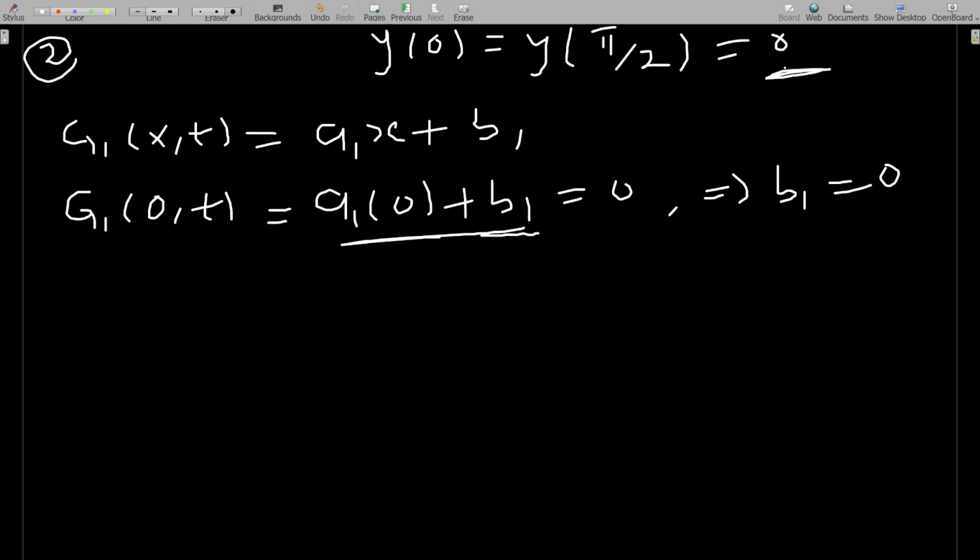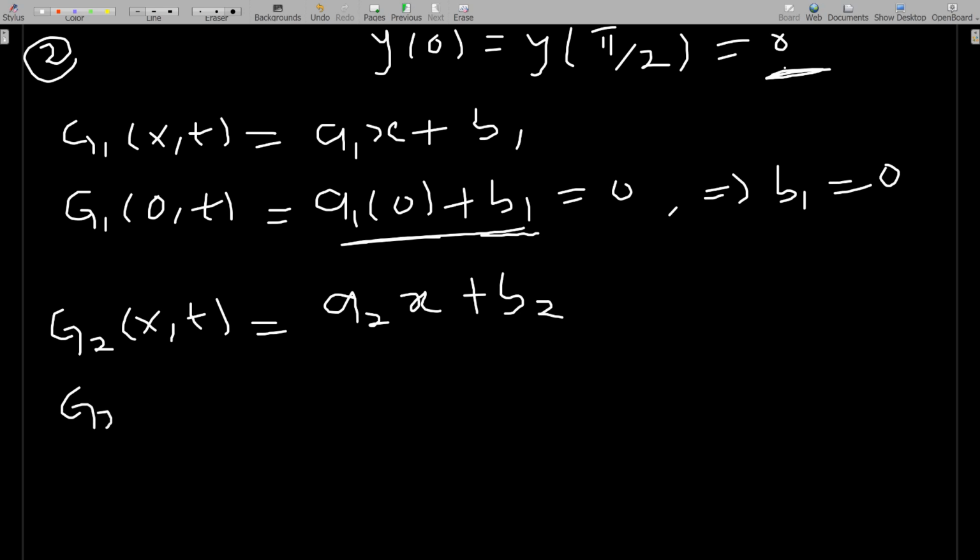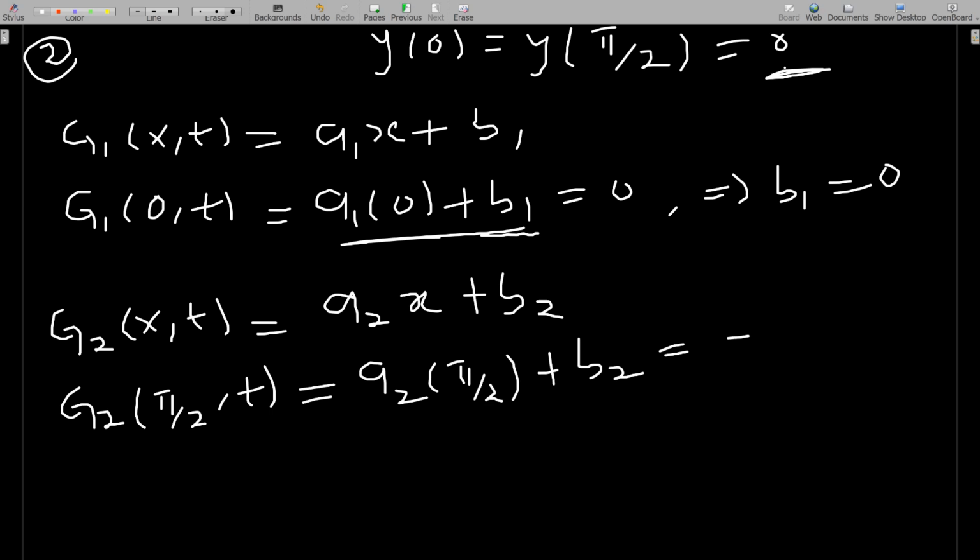So we go to the second bound, that is the upper boundary, and with the upper boundary we are saying that it belongs to g2. So g2 of x,t is actually a2 x plus b2. And g2 of pi over 2 comma t is equal to a2 into pi on 2 plus b2, and we are saying that this is equal to 0.